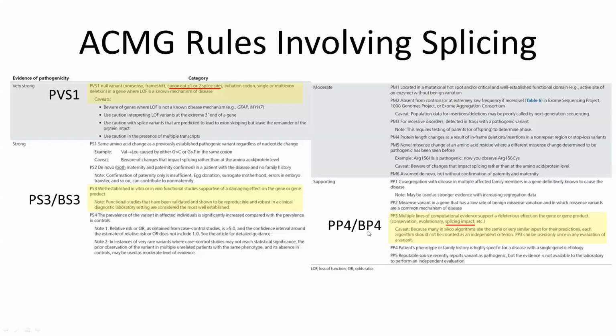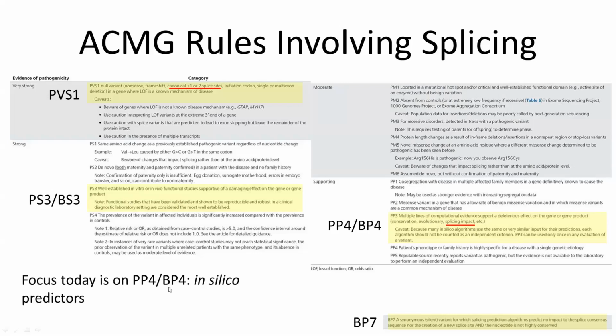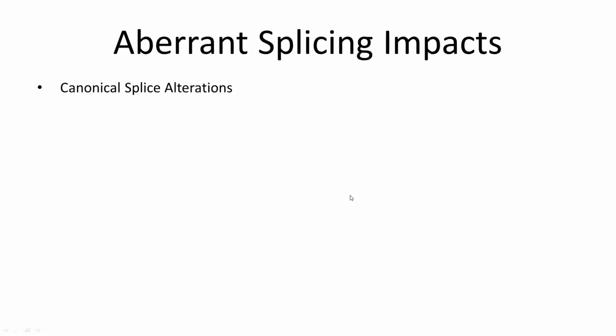There's also, and this is the highlight of this talk, the multiple lines of computational evidence. So this encompasses both protein-level prediction, but also the splicing impact. And then, of course, BP7 all by itself, which covers the synonymous alterations, and how to decide if they are predicted to impact the transcript, because they obviously don't impact the protein. So today we're going to really focus on this rule here, but you can't ignore the other ones.